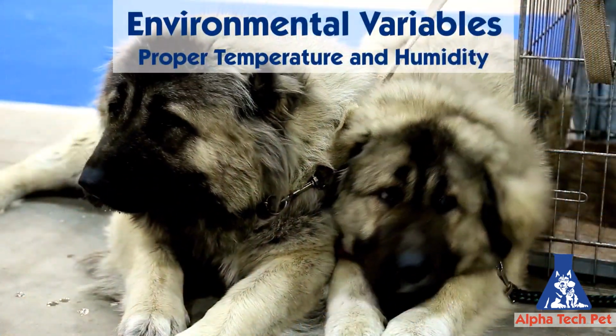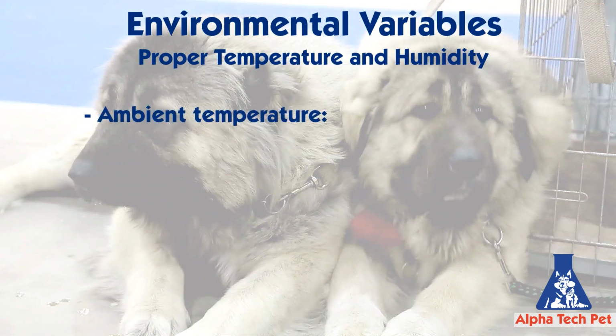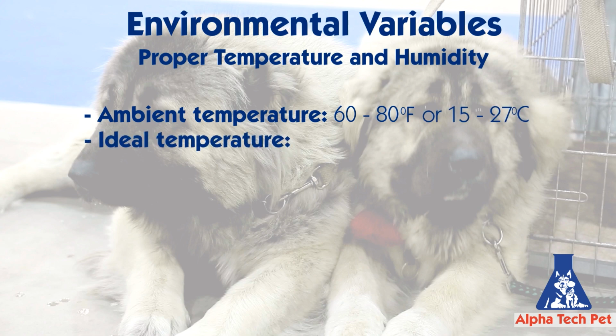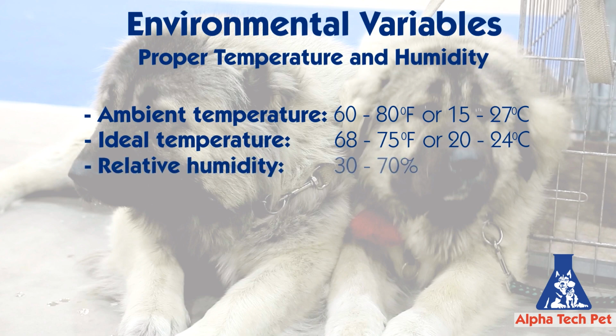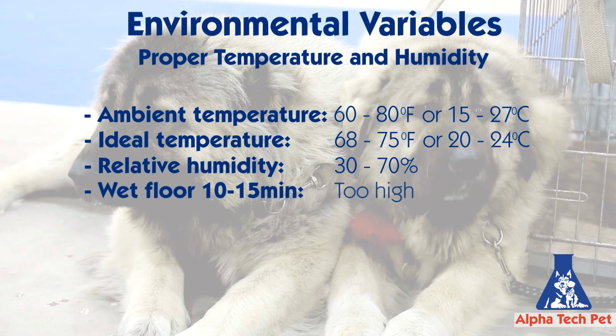To minimize animal stress, ambient temperatures should be maintained between 60 to 80 degrees Fahrenheit or 15 to 27 degrees Celsius. Ideally, temperatures should be kept in a comfortable range of 68 to 75 degrees Fahrenheit or 20 to 24 degrees Celsius. Relative humidity should remain between 30 and 70%. If your floor is wet 10 to 15 minutes after cleaning, your humidity level is likely too high and should be promptly adjusted.